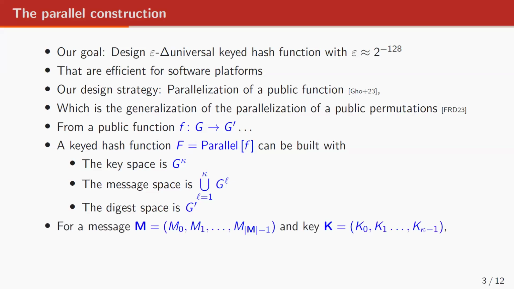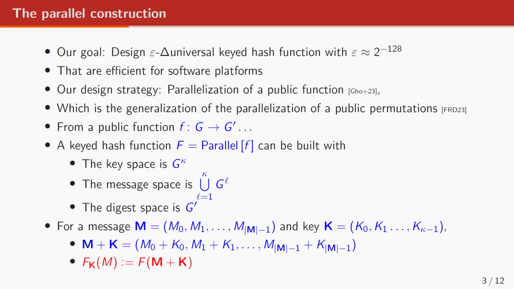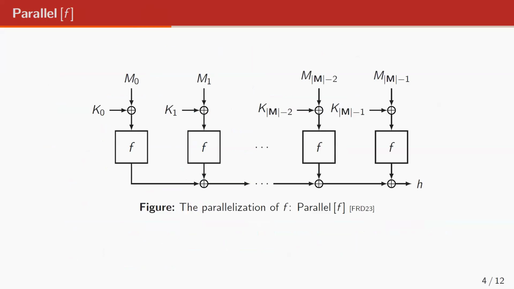Now, in this construction, we first have a message of any arbitrary length and a key k of length kappa. We first add the message to the key, and the addition is very simple. We add them component-wise up to the length of the message. And finally, f_k of m is the same as f of m plus k. And how f operates will be shown in the next slide, which is this.